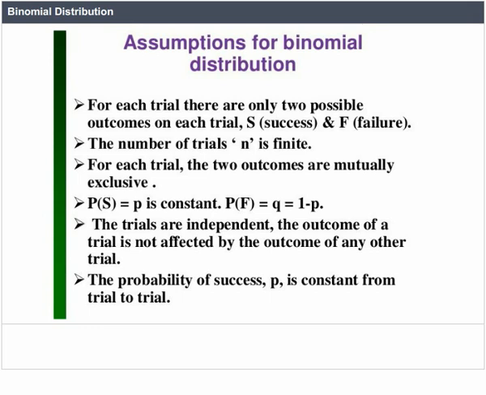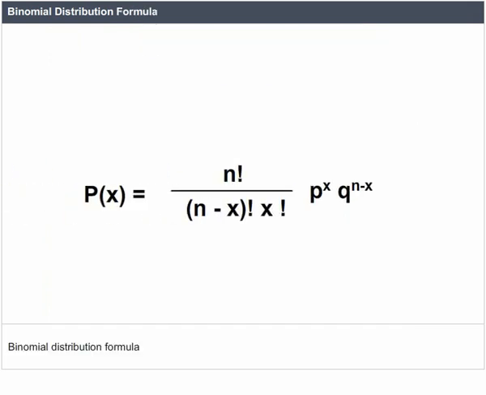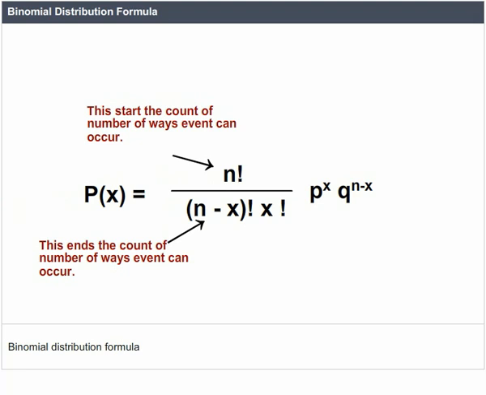Binomial distribution formula. P(x) equals n factorial divided by (n minus x) factorial times x factorial, times p to the power x times q to the power n minus x. N factorial: this starts the count of the number of ways an event can occur. (N minus x) factorial: this ends the count of the number of ways an event can occur. X factorial.